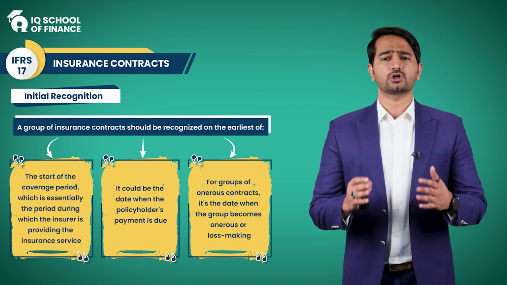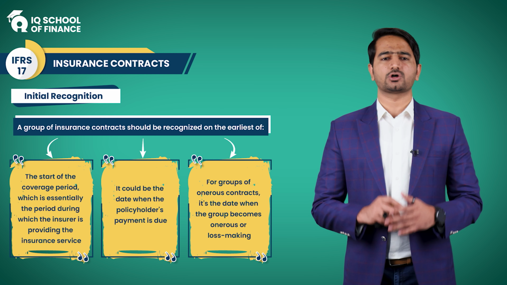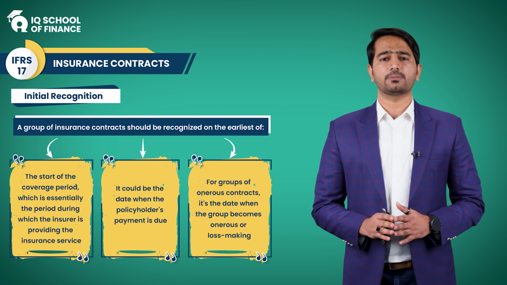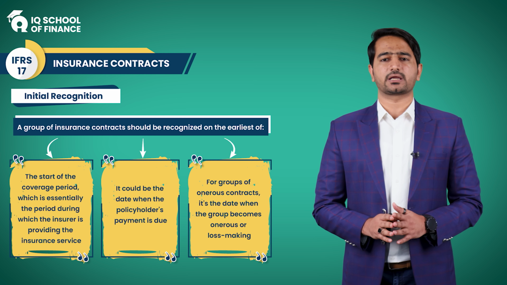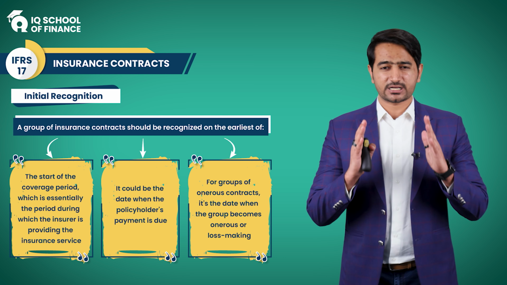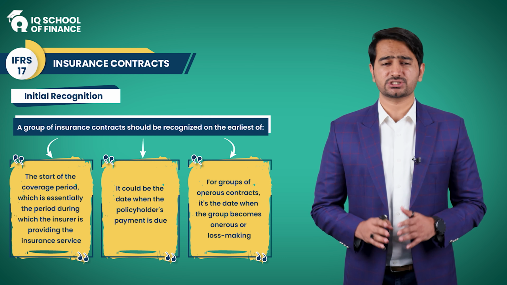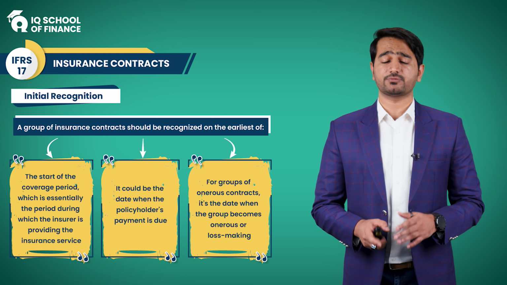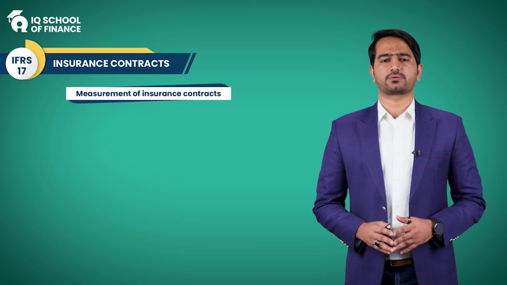And finally, for a group of onerous contracts, it is the date when that group becomes onerous or loss-making. It is important to remember that our discussion is about groups of contracts and not individual contracts, because IFRS 17 focuses on groups. However, it is worth mentioning that the assessment for initial recognition is made individually for each contract within the group.